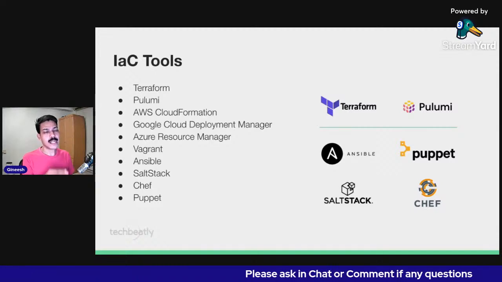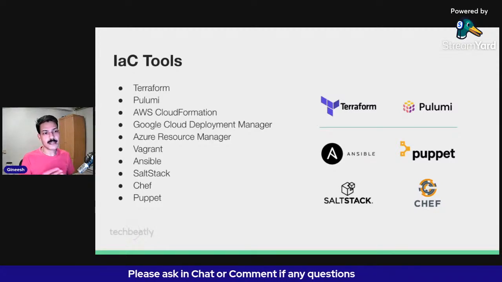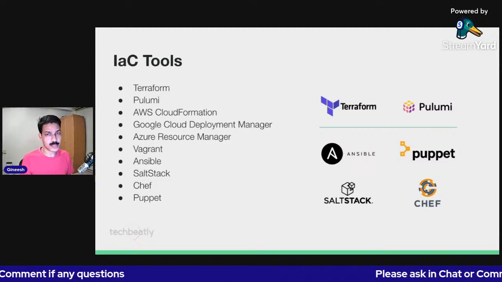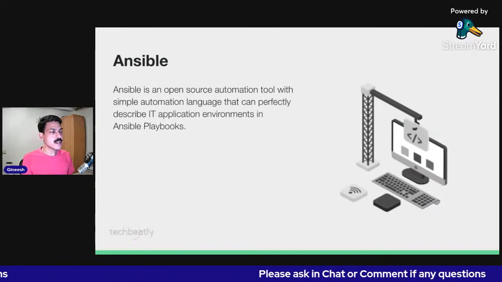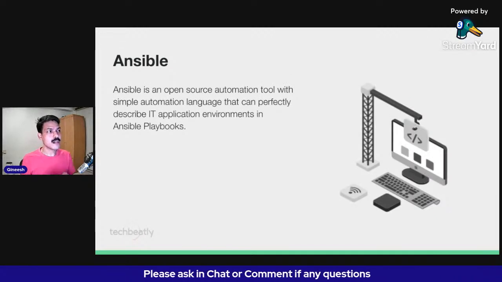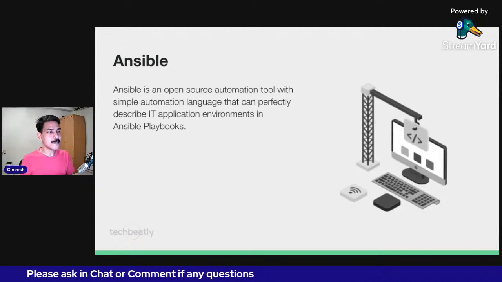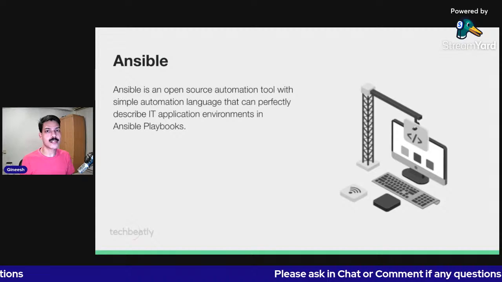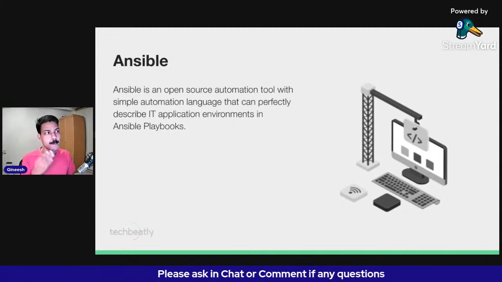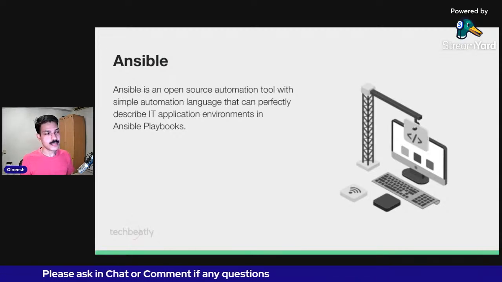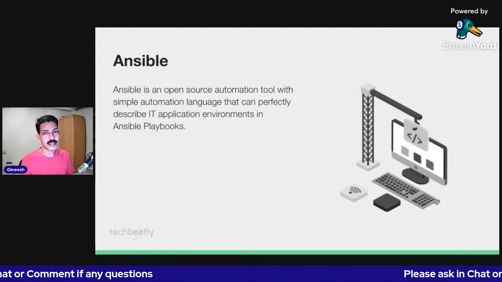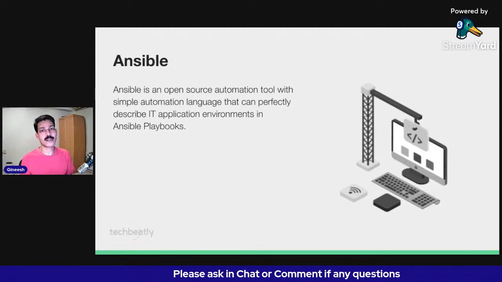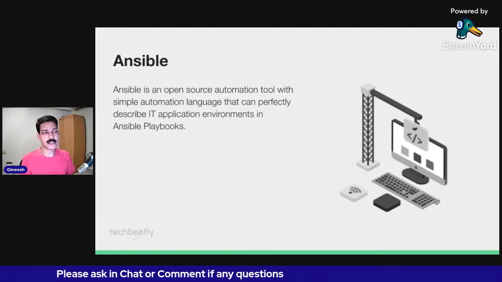Ansible, Puppet, Chef, and Saltstack are mainly for configuration management. You can use them for IaC, but we are not going to cover that. Today's session is about why we are using Ansible as IaC and what the ease is, because we have Terraform and other tools available to manage IaC. We all know Ansible is an open source automation tool with a simple automation language. You can write your playbook in simple YAML format, which is human readable, and anyone can understand what the code is doing.